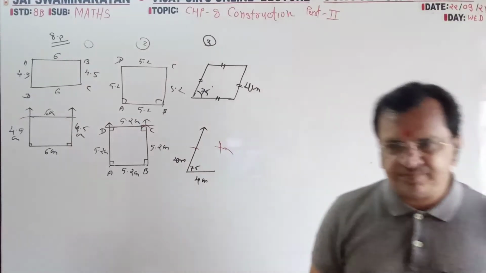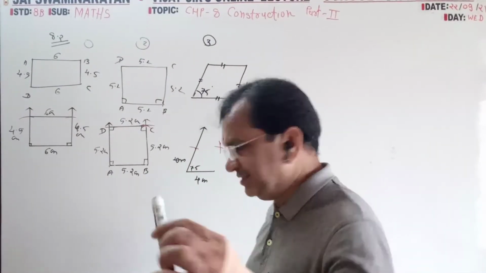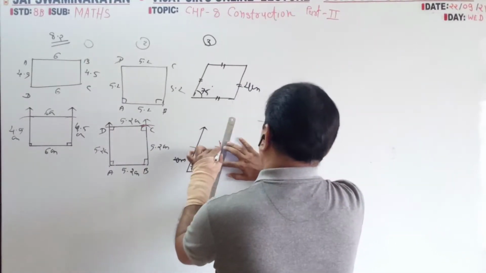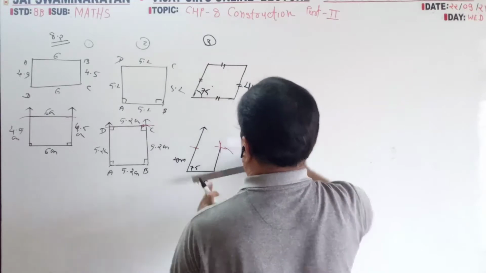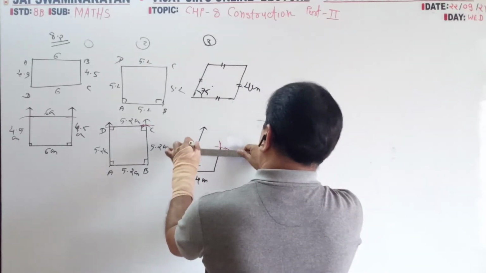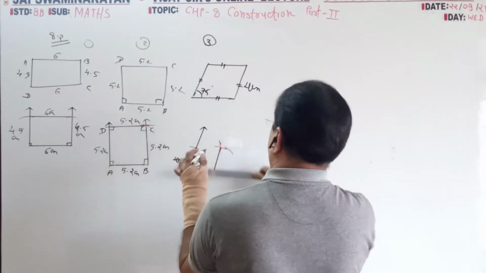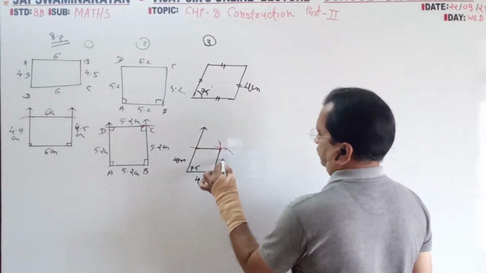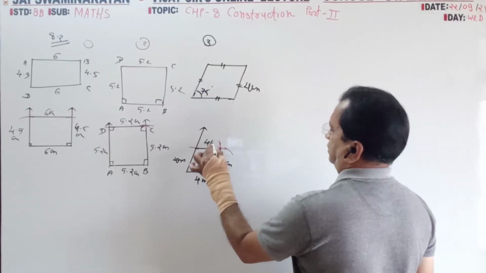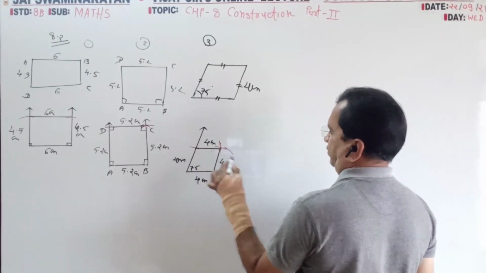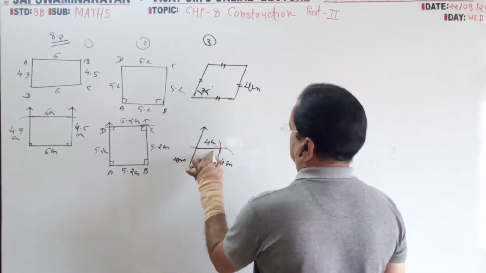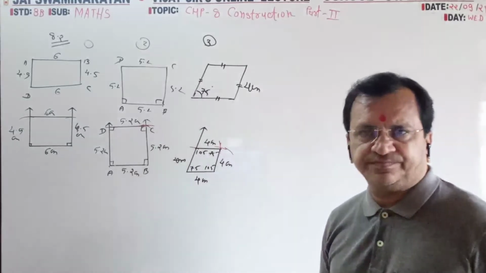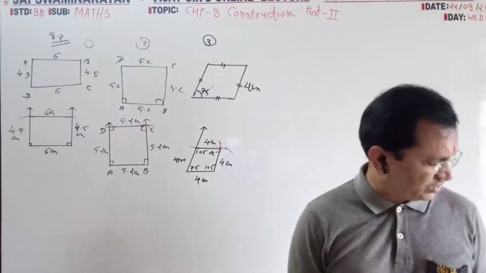Now we join the rest of the points, 1 to 3. You will find this is 4 centimeter, this is 4 centimeter, this is 75, this is 75, this is 105. Like this you can construct a rhombus.